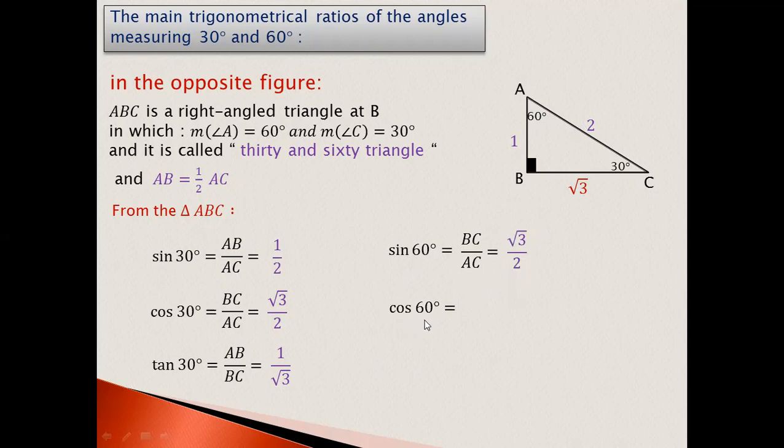And the second trigonometrical function, cosine. We need to find cosine 60. Cosine of any angle equals the ratio between the adjacent side of this angle and the hypotenuse. And the adjacent of 60 is AB and the hypotenuse AC, so it's going to be 1 over 2. And the third trigonometrical function, tan. We need to find tangent of the angle 60. It's going to be the ratio between the opposite side of the angle 60 and the adjacent. The opposite side of the angle 60 is √3 and the adjacent is 1, so it's going to be √3 over 1, or we can ignore 1, it's going to be √3.